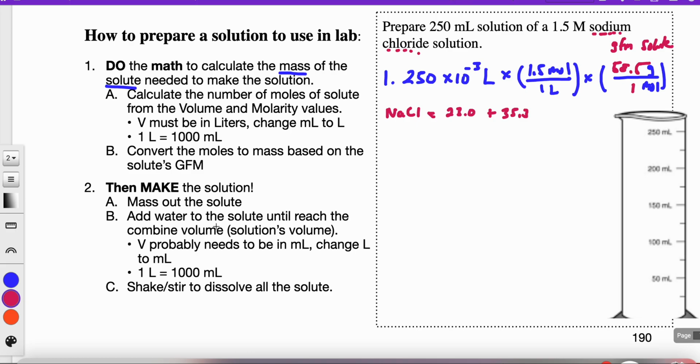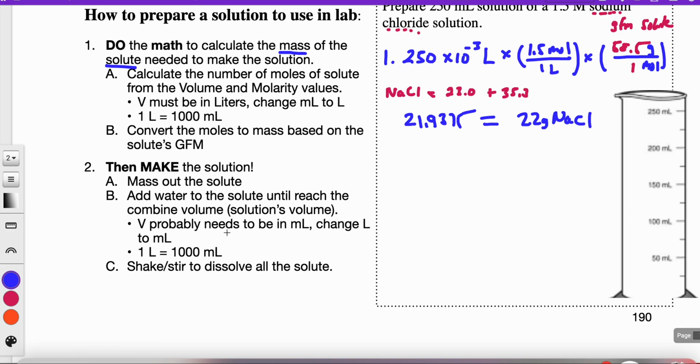When I put this into the calculator: 250 times 10 to the minus 3 times 1.5 times 58.5, divided by 1, divided by 1. My calculator reads out 21.9375, but I only have 2 sig figs. So I need 22 grams of NaCl. So step 1 is done. I have calculated this mass.